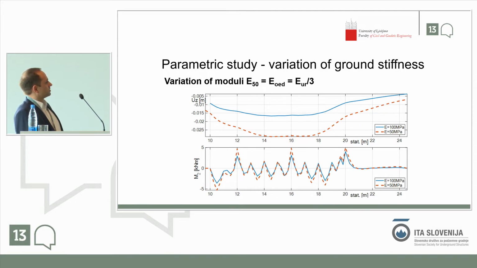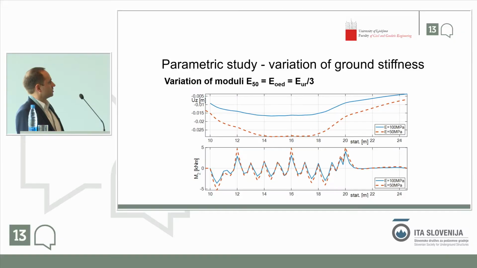These waves that we have here are the consequence of each stage that is excavated. So as we continue with excavation, each excavation adds another such wave to this bending moment distribution.